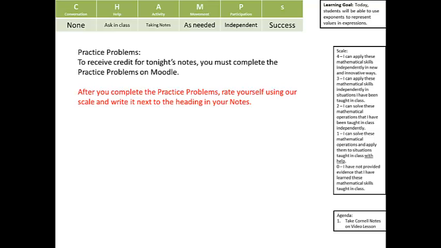All right, so we're going to go ahead and move to our practice problems. Please go on to Moodle, complete the practice problems that you have there. And then after you've completed that, make sure that you rate yourself, write that up next to the heading on your notes, and bring any questions that you have to class tomorrow.